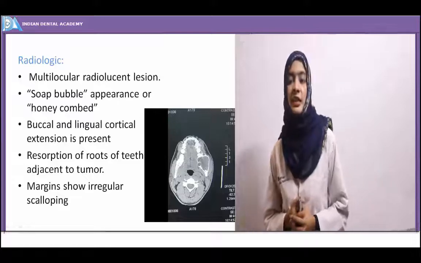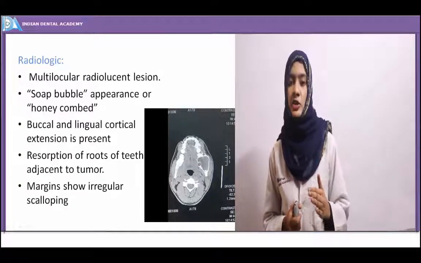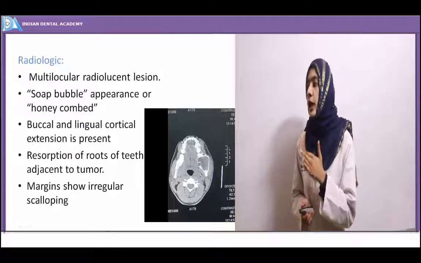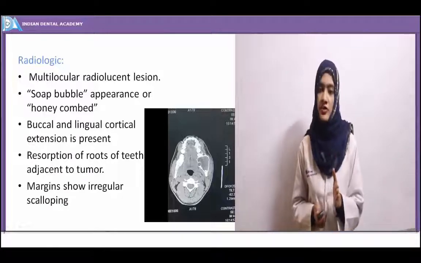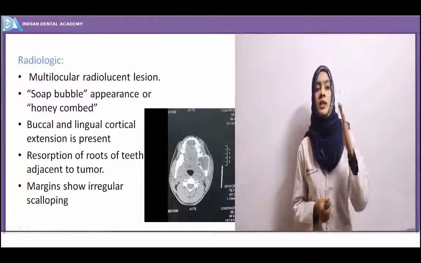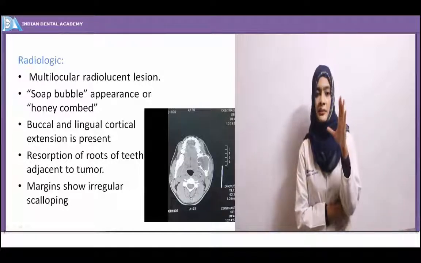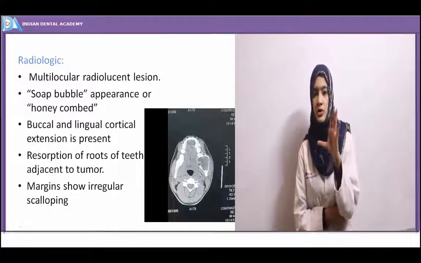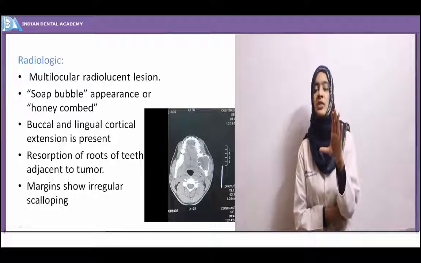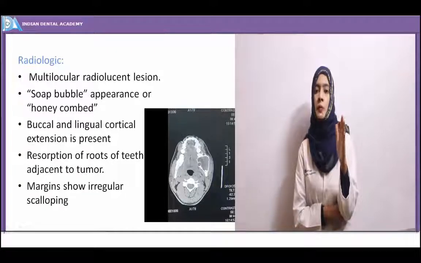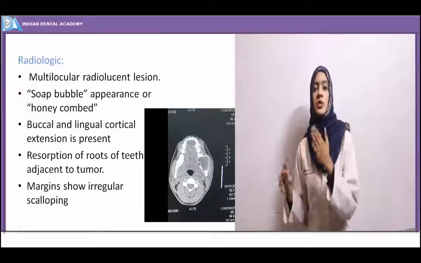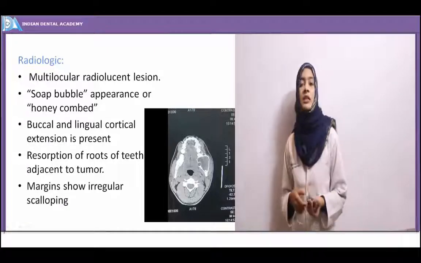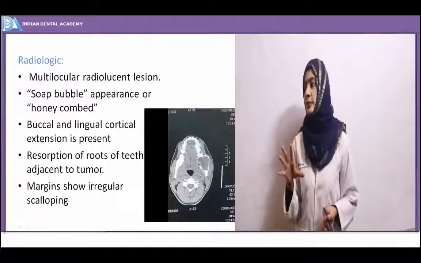These were the characteristic clinical features of the intraosseous ameloblastoma. Now as I told you, the radiological features are also diagnostic. The multicystic pattern presents as a unilocular radiolucency or a multilocular radiolucency, right? The multilocular radiolucency gives the appearance of a soap bubble or a honeycomb pattern. So that is the characteristic feature of the ameloblastoma.